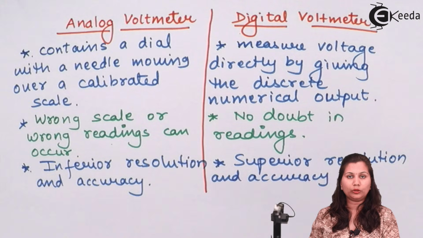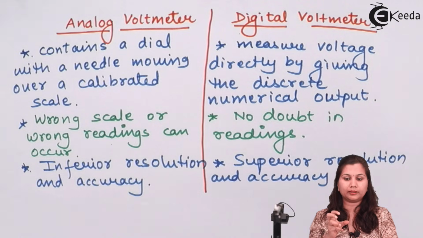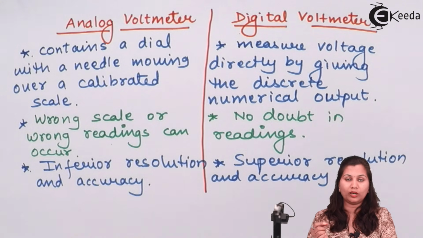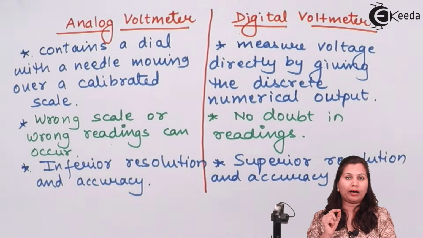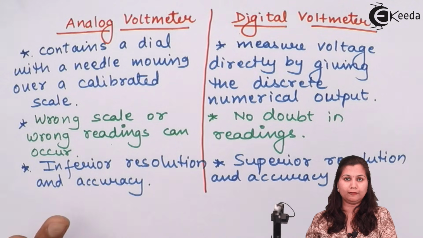Now in the analog voltmeter, the number of scale divisions will be limited. But in the digital voltmeter, the resolution will be superior because the number of digits we get after the decimal point will be more. It is going to give us the exact value. Like if we have 21.101 volts, that will be correctly indicated by the digital voltmeter.